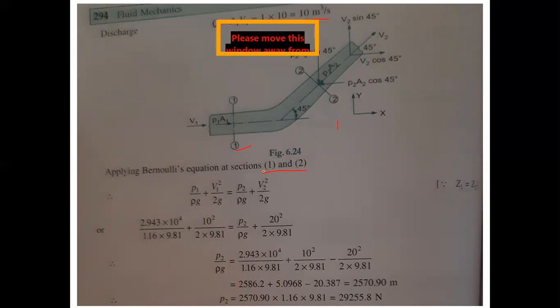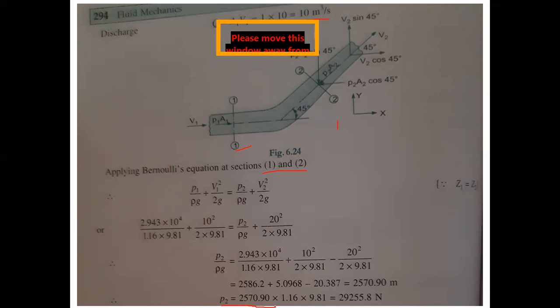Now apply the pressure P1, 2.943 into 10 power 4, divided by rho into g. Here we should not take 1000. Why? The question has given the density of air as 1.16. So take 1.16 into 9.81, plus 10 square divided by 2 into 9.81. After simplifying and substituting all these values, we use Bernoulli's equation to find P2.